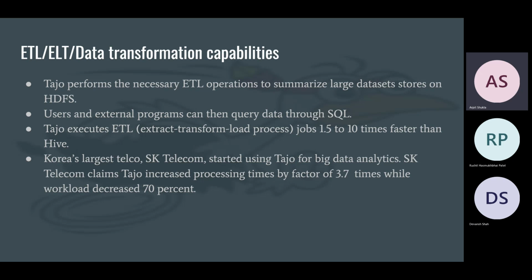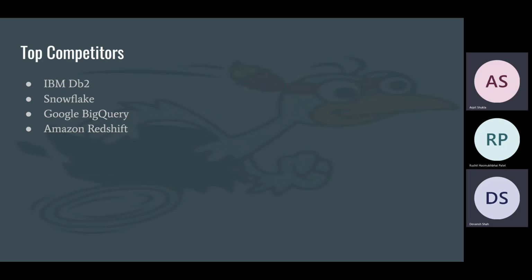It is believed that Tajo executes ETL jobs 1.5 to 10 times faster than Hive, which is very impressive. Just to give you an example of how fast Tajo is, Korea's largest telecom company, SK Telecom, started using Tajo for big data analytics, and they noticed that their performance increased by 3.7 times, while their workload decreased by 70%, which is a very good example of how impressive Tajo is.